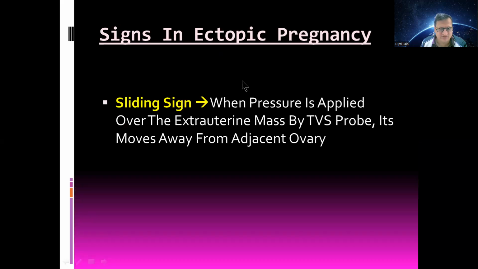Now, sliding sign. When pressure is applied over the extrauterine mass by TVS, this mass moves away from the adjacent ovary because the ectopic pregnancy is usually extrauterine in location. So if this sliding is positive, then the chances of ectopic pregnancy are more. It indicates that this sac or extra mass in question is not attached to the ovary.